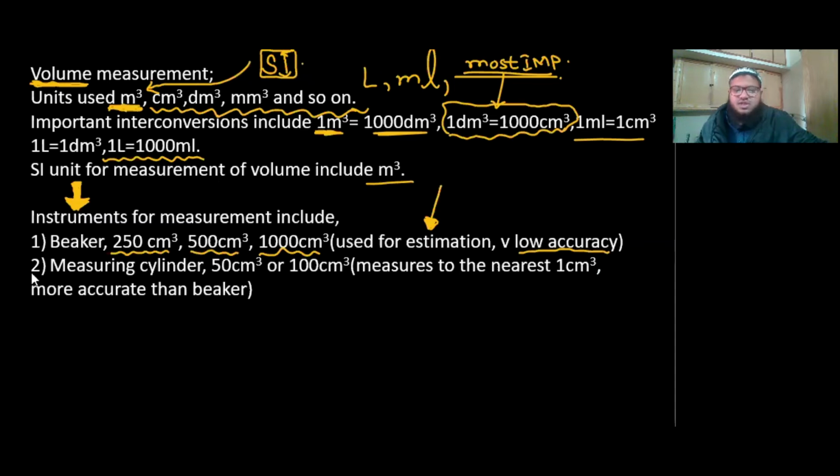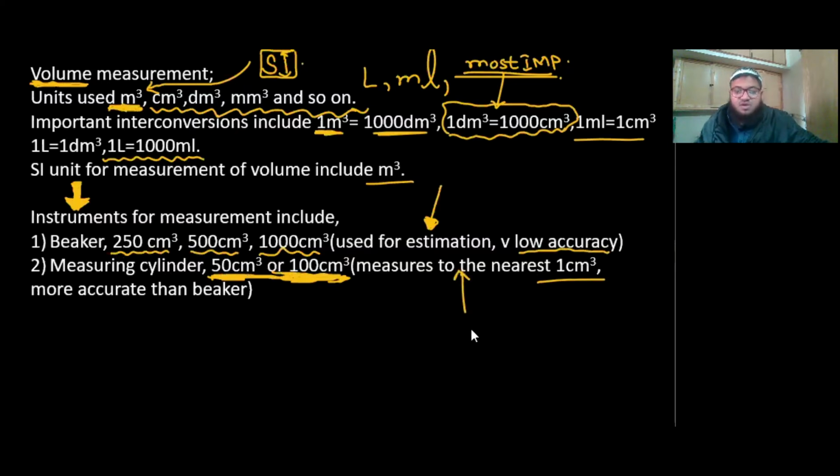Now the measuring cylinder. This is our second instrument, and a measuring cylinder has a greater accuracy as compared to a beaker. 50 cm³ or 100 cm³ are the standards used in our syllabus. You'll find questions on measuring cylinders of these volumes. If a measuring cylinder has been used in any experiment, it will most probably be one of these two volumes, and there is very little chance that you will find a measuring cylinder of some other volume. It measures to the nearest cm³. This is an important statement.